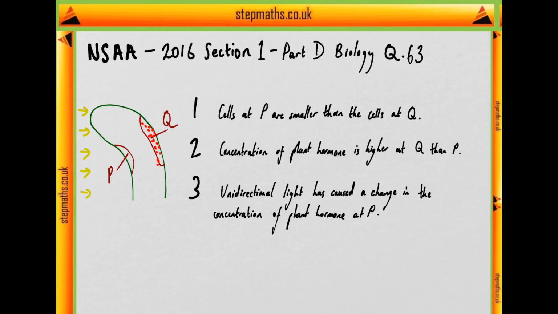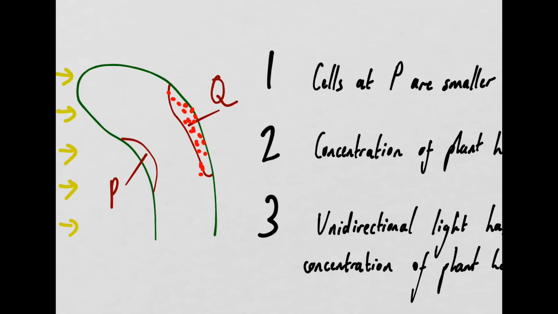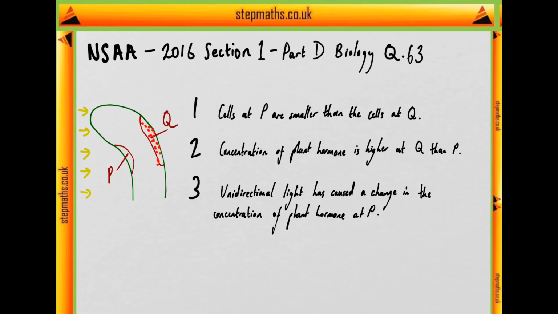Okay, so here are our three statements. We'll start with one. Cells at P are smaller than the cells in Q. Well, we know that there's differential growth, and that results in these cells becoming larger or smaller as a result of the presence of auxin. Since P shows less growth than Q, we can say that number one is right.